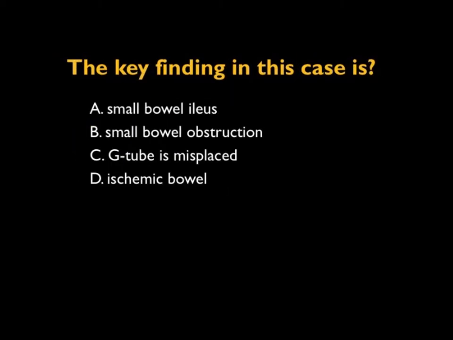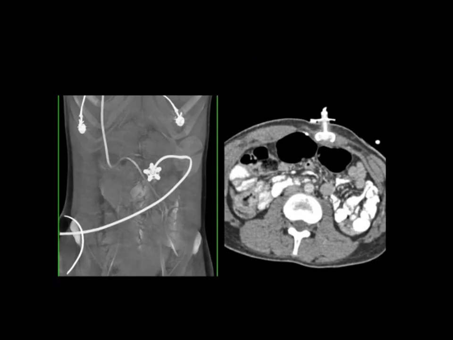In this case, I want to know what the key finding is, and I gave you a few different choices about bowel, ileus, obstruction, ischemic bowel. And when you look at the bowel, it looks perfectly normal to me. There's some positive contrast in place. What I want you to notice on these two images, one's the 3D and one's the axial, is that the patient's gastrostomy tube is in poor position. In fact, the tube is in the patient's left rectus muscle.